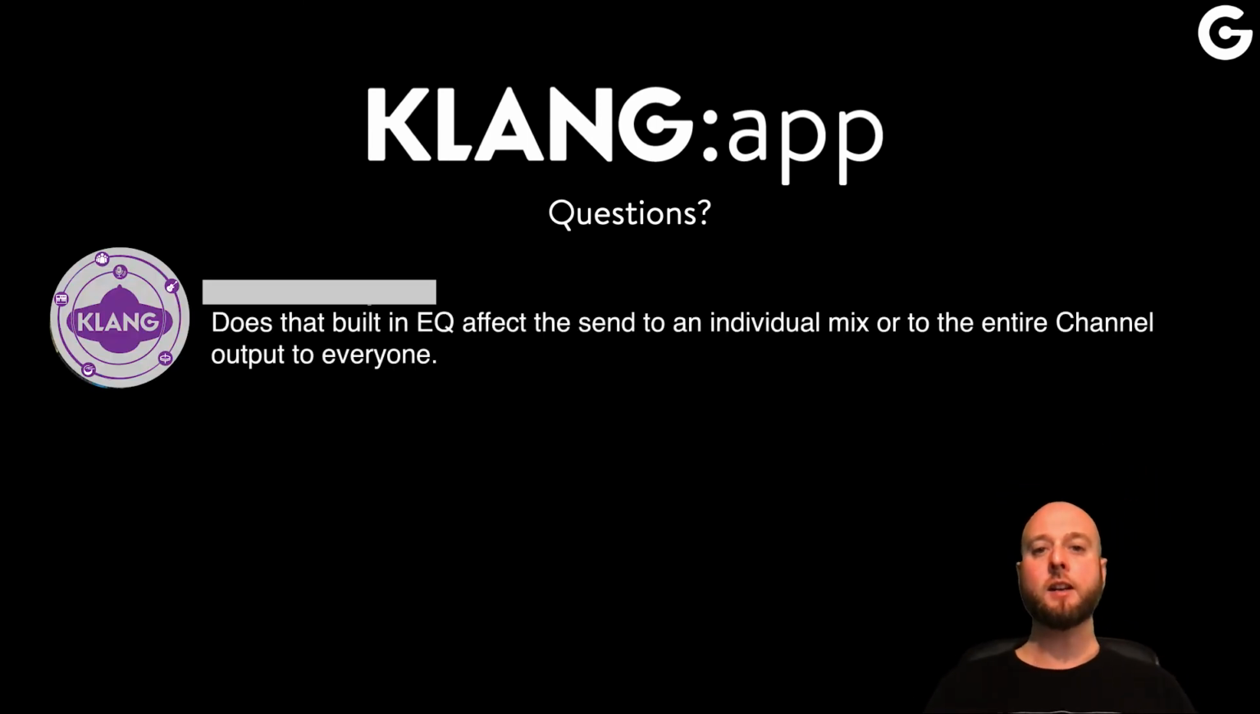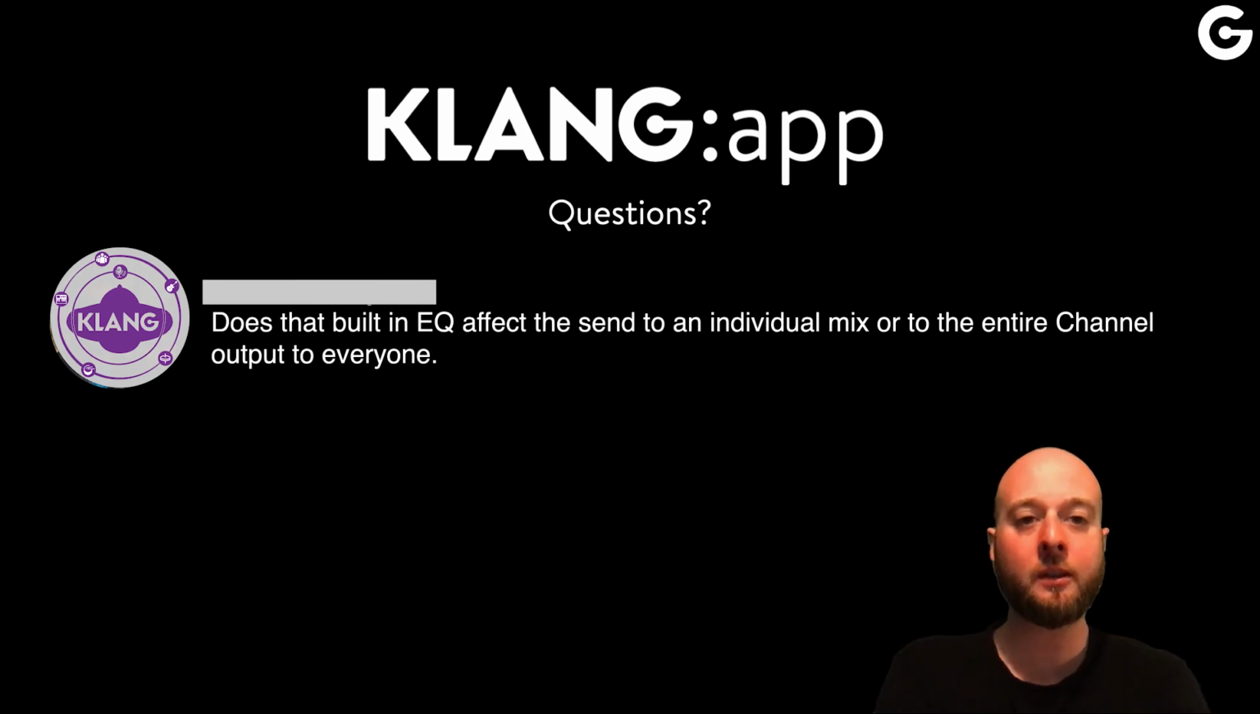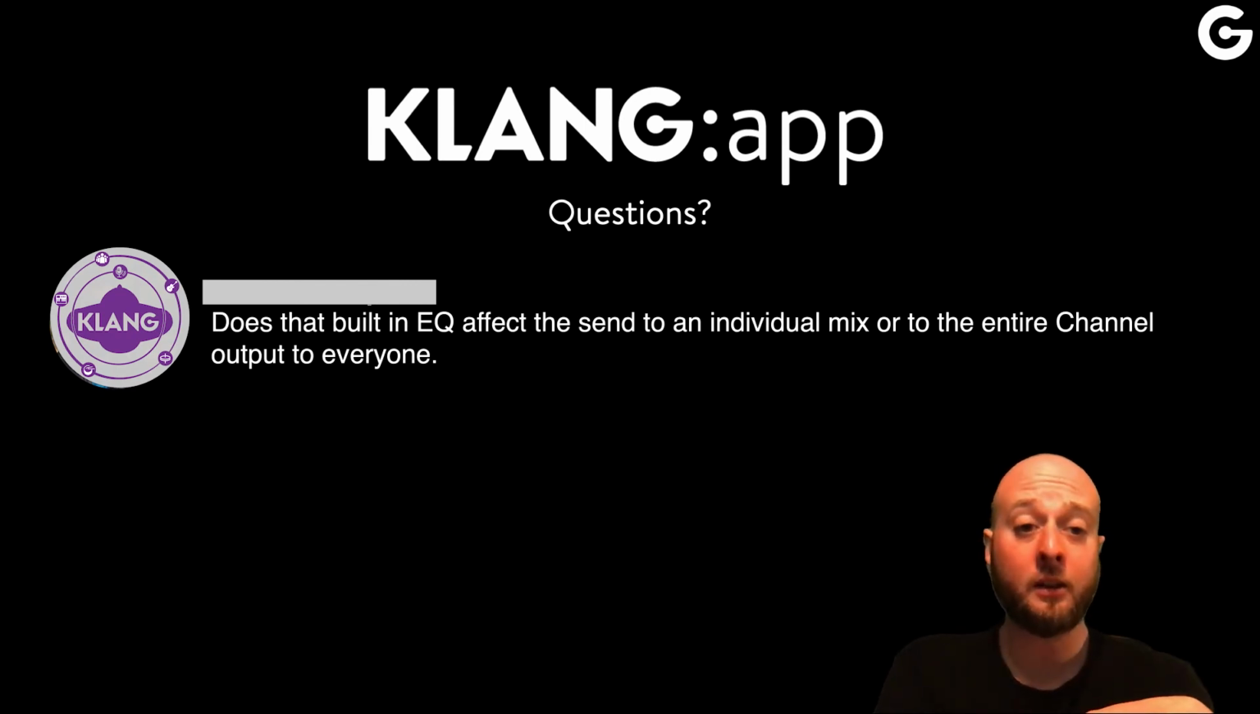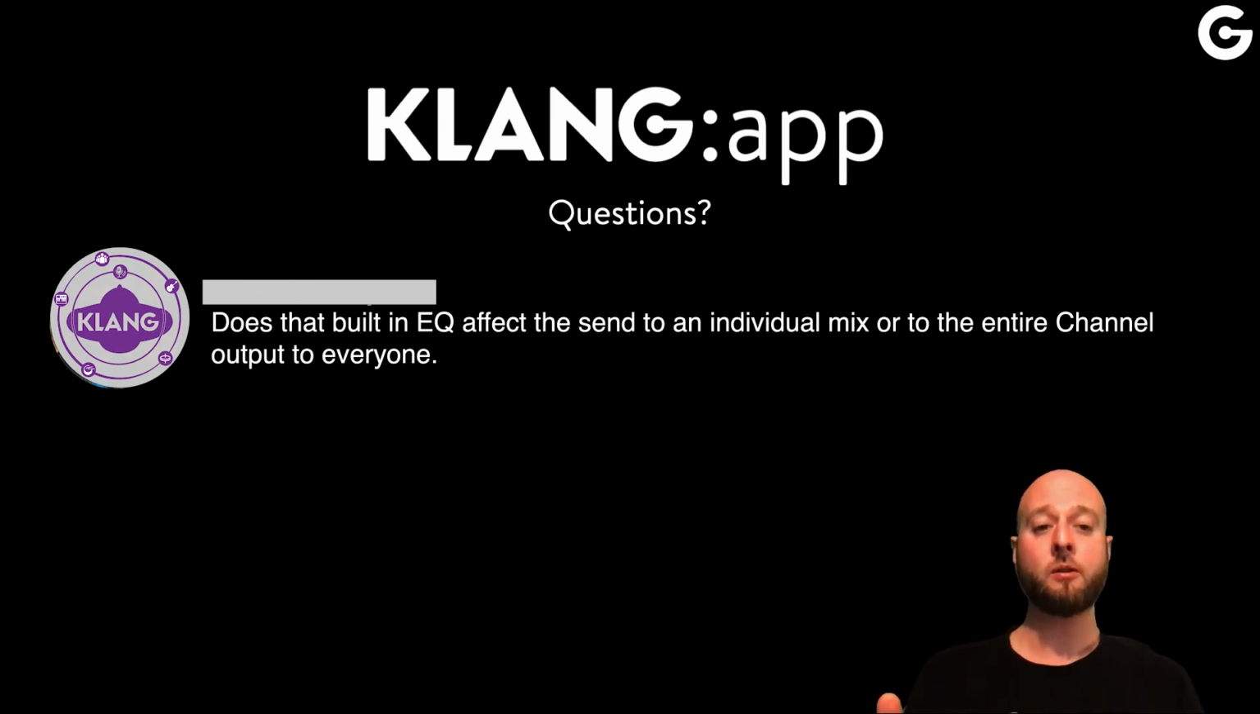Cameron is asking, does that built-in EQ affect the send to an individual mix or to the entire channel output to everyone? The input EQ is always for one device. So if I have one Fabric, for example, setting the EQ for the kick drum would affect the kick drum for every mix in that device. That's very similar to how you would have it on a mixing board. So if I have my console and I adjust the EQ, that would be the same for all the auxes in there. And it behaves in the same way within KLANG.